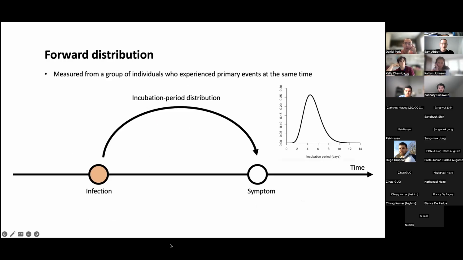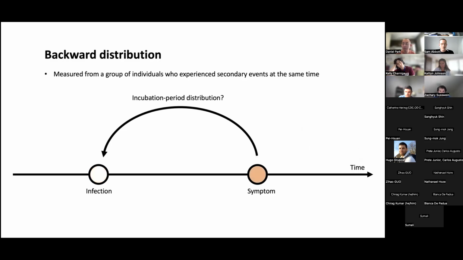We start from the time of infection and ask when people develop symptoms, and that gives us the incubation period distribution. The key thing is that we're looking at a group of people who experience the primary event, in this case infection, at the same time, and then looking forward in time and asking when they develop symptoms gives us the forward incubation period distribution.